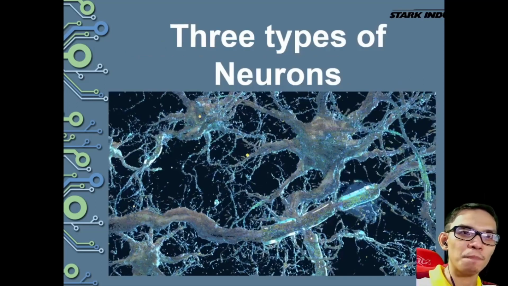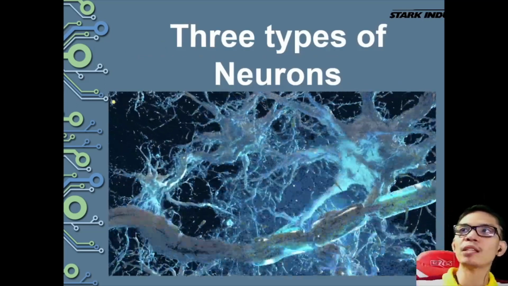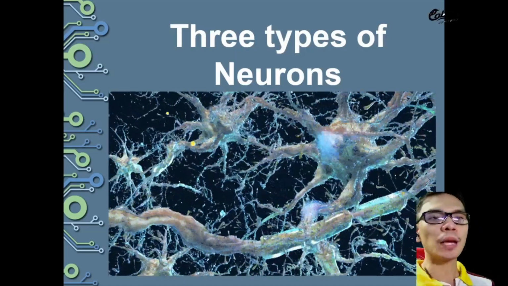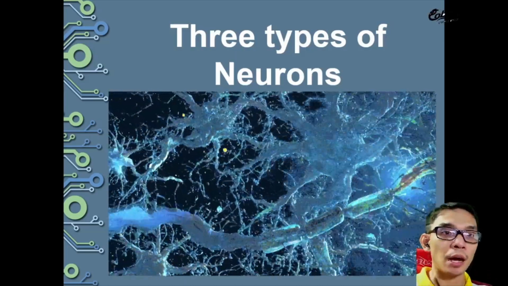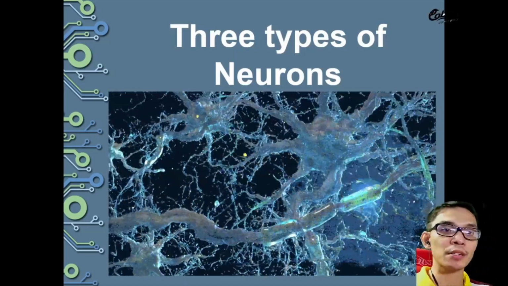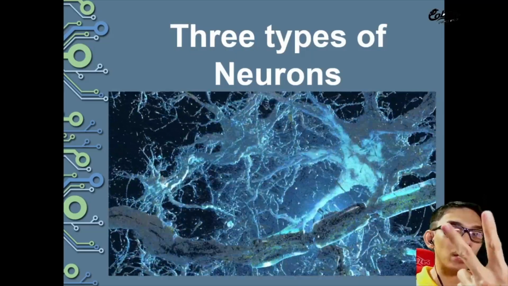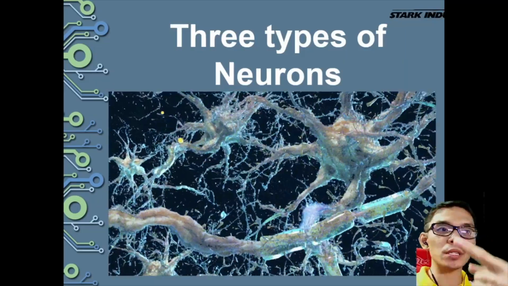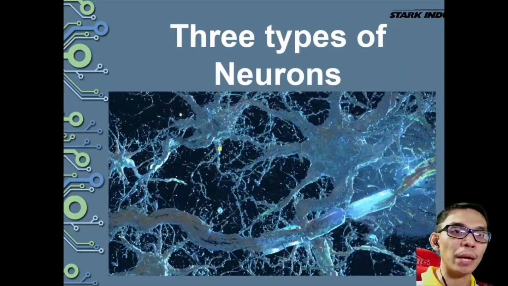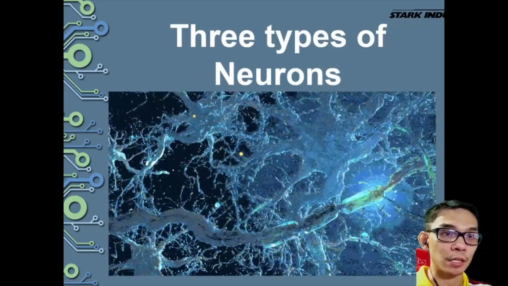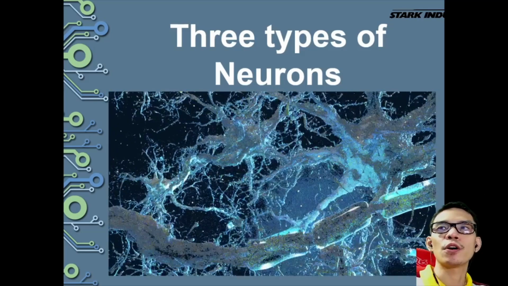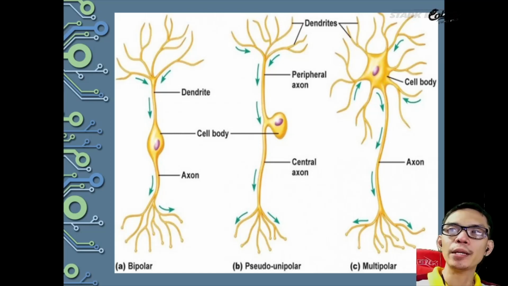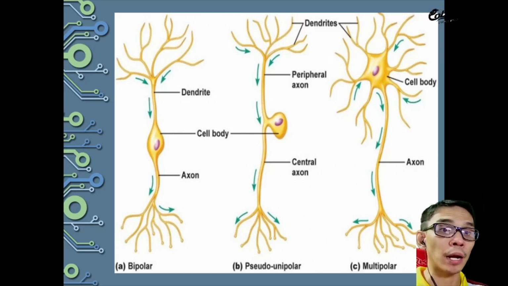So what are the types of neuron? There are types of neuron based on the number of extensions, and another classification based on function. We will discuss first the types of neuron based on the number of extensions that it has. There are three types: the bipolar, the unipolar, and the multipolar neurons.